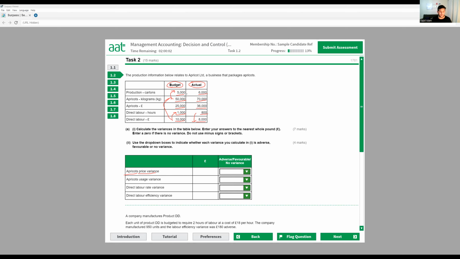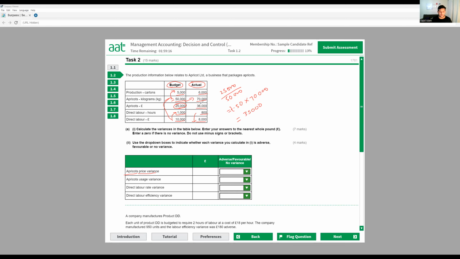So we can see here, the price is 25,000 pounds for how many kilos? For 50,000 kilos. That means per kilo is 0.5, so 50 pence per kilo. Now for 70,000 kilos, because we have actually used 70,000 kilos, based on my plan, 50 pence times 70,000 should be 35,000.